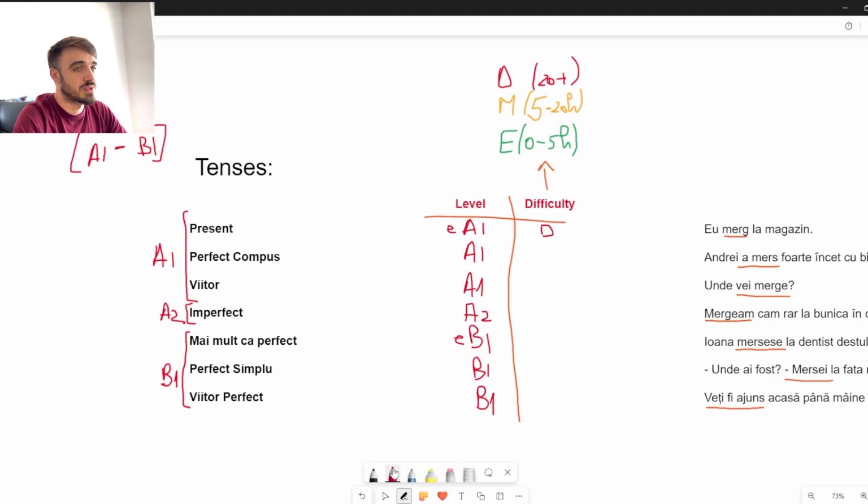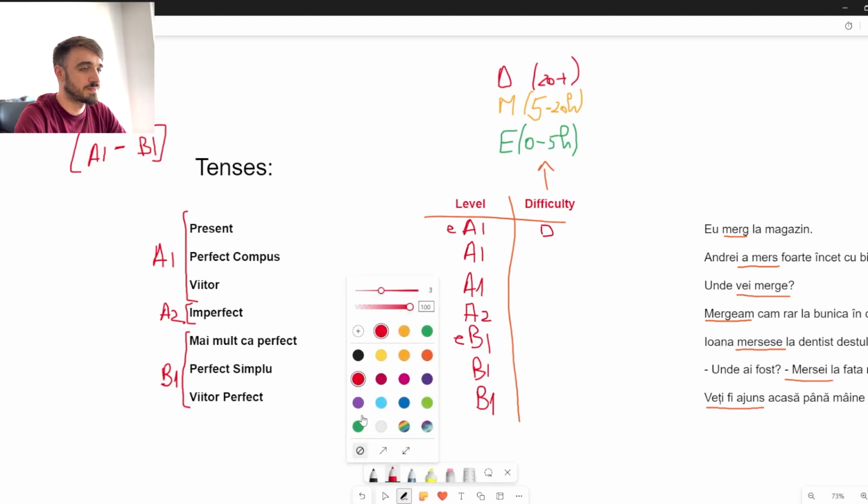Then perfect compus is, I would say, easy-medium, to be honest. It's quite difficult to choose between them because it has such a standard form. The only thing that you would like to spend more time on is definitely the participle, because it uses the participle. So that's probably why I'm going to give it a medium here.